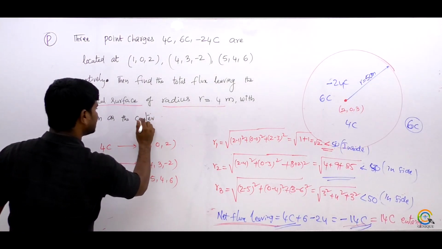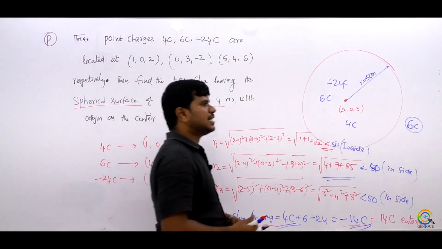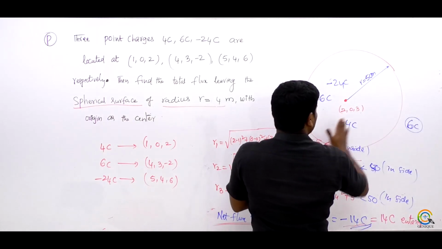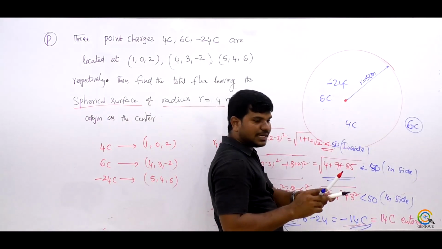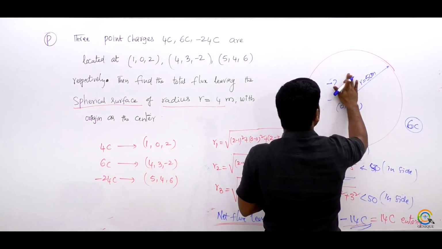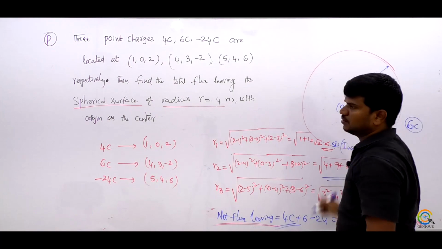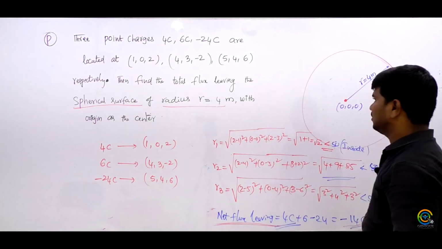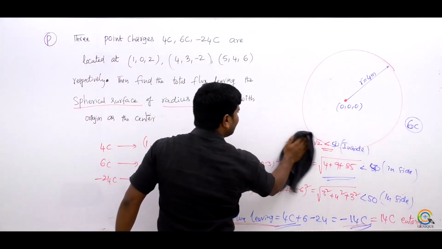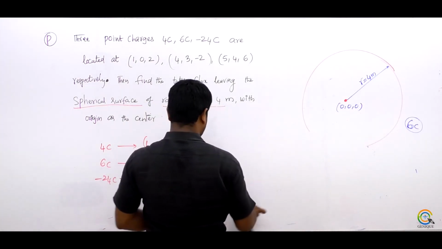There is a difference between origin and center, so you have to identify this. What is the origin as the center? Compared to the previous question, this point is not given here now, so it is not the center now. The center here is 0, 0, 0, and the radius of the sphere is 4 meters. So this is the question. How can you find the total flux leaving this?